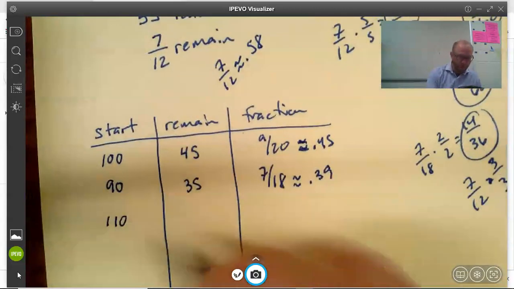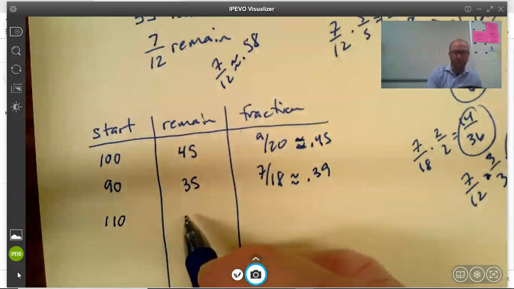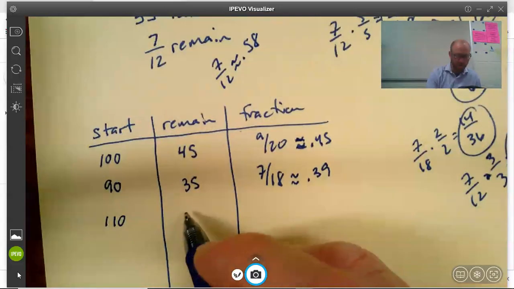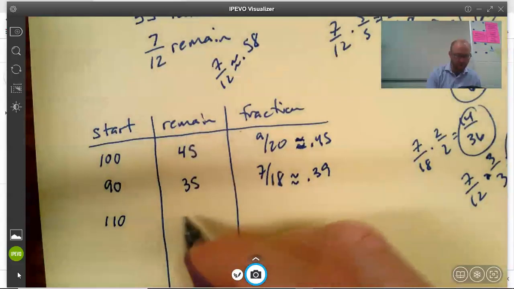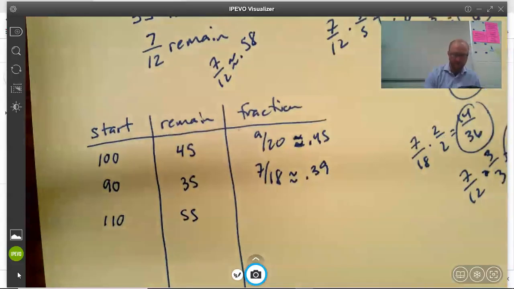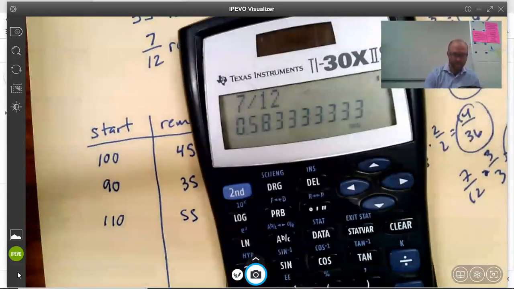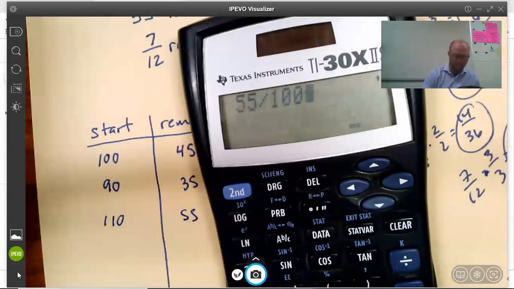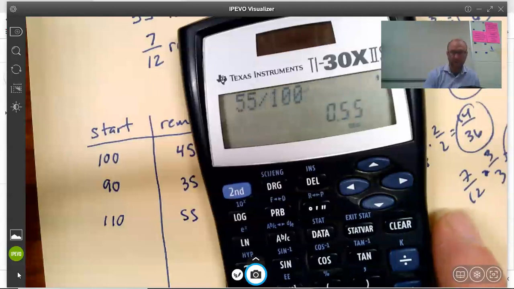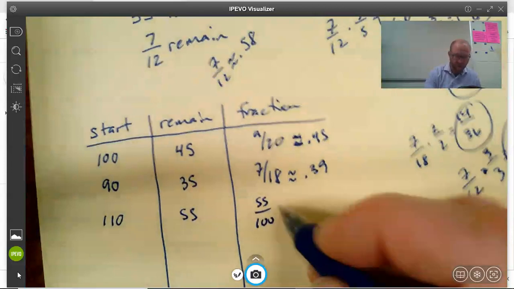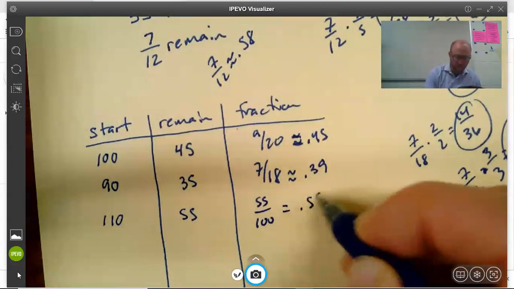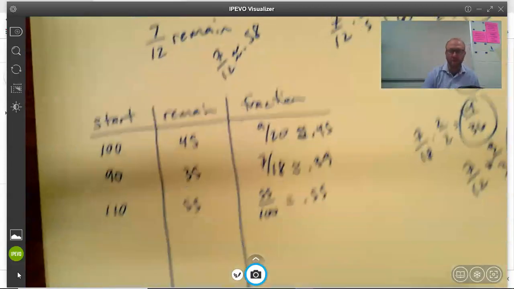Let's try 110. That would leave us with 110 minus 55, which is 55. And 55 out of 110 is 0.5. So we're getting closer to that 0.58.